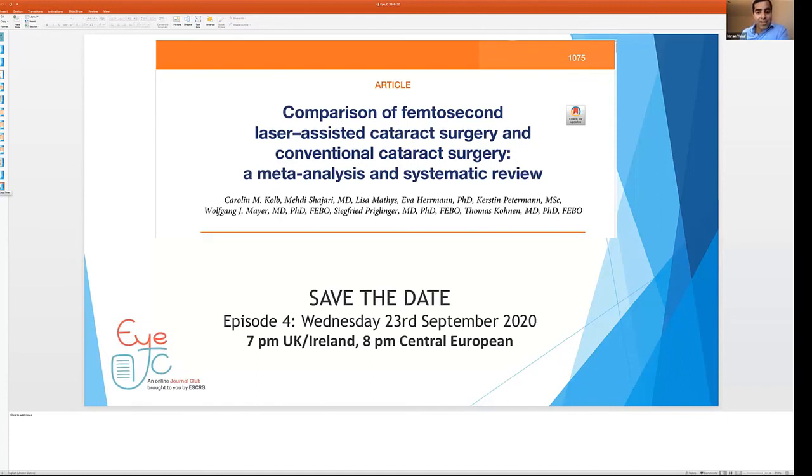Wolfgang and Medhi, you'll notice those names are on the paper. This is why we got them in for this paper, so that we can give very honest feedback about it. It's a very important one. It's a systematic review and meta-analysis of femtolaser assisted cataract surgery and conventional cataract surgery. So do be aware of the date. Save the date, 23rd of September. It's a very interesting paper and one very relevant for all of you. So do join us for that.